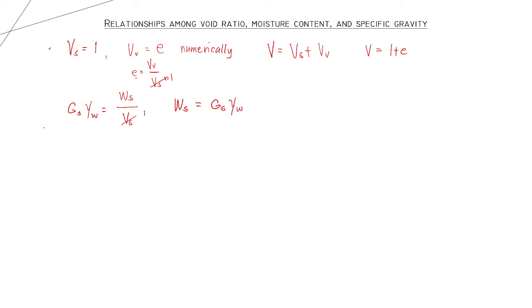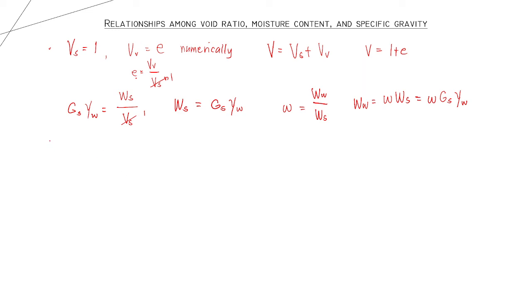And then, for the weight of water, the moisture content is equal to the weight of water all over the weight of soil solids. So we have weight of water is equal to omega times weight of soil solids. And again, the weight of soil solids is given by specific gravity times unit weight of water. So the weight of water will be the moisture content times the specific gravity and then the unit weight of water.